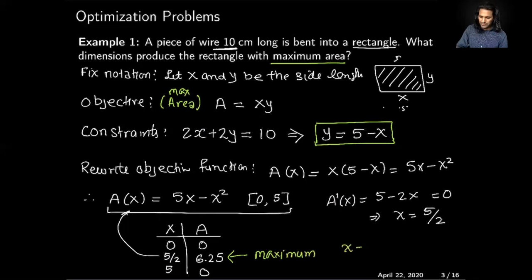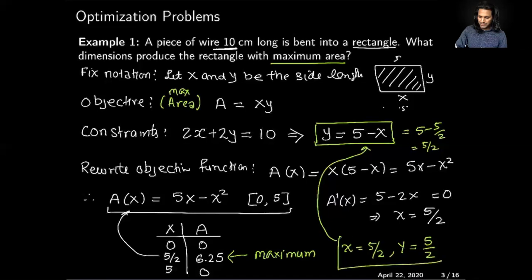which occurs at x is equal to 5/2. If you plug x is equal to 5/2 into y, y will be 5 minus 5/2, which is again 5/2. So y is also 5/2. So this is the dimension of my rectangle. So if the length and width of my rectangle are x is 5/2 and y is equal to 5/2, that gives me the maximum area, which will be 25/4.